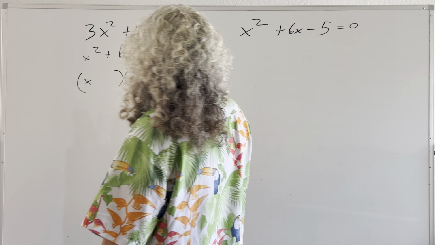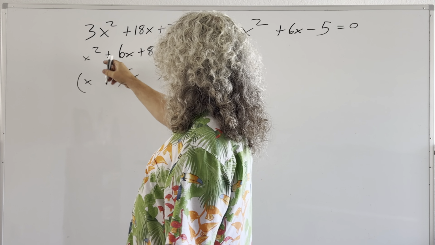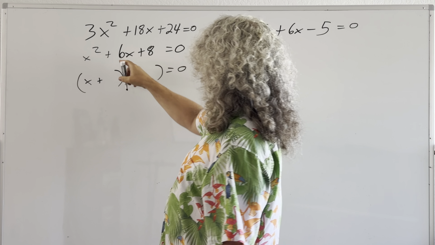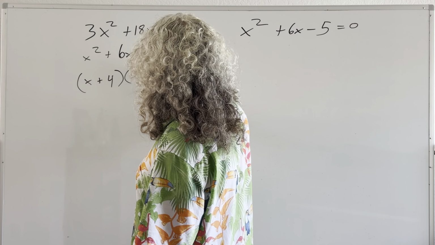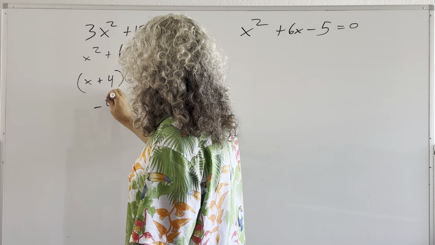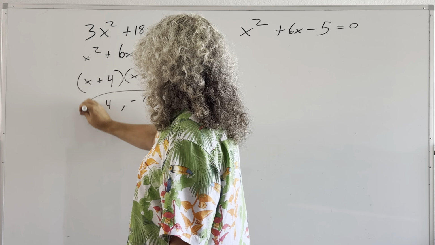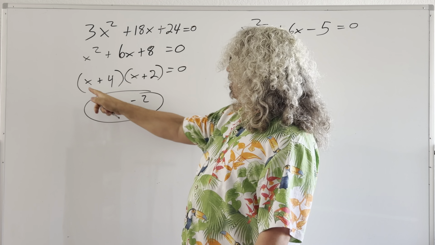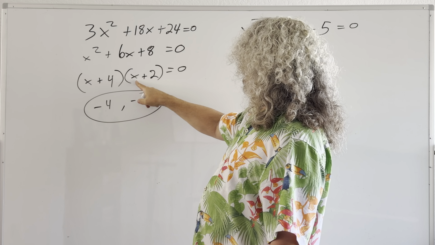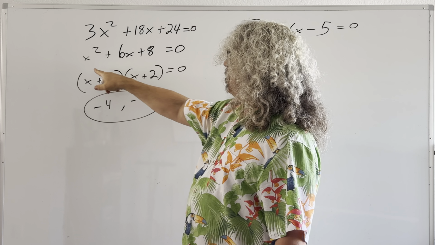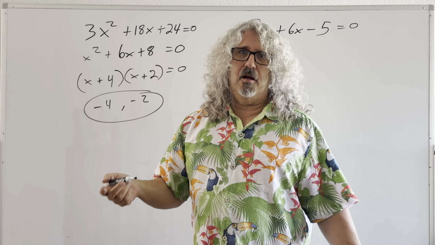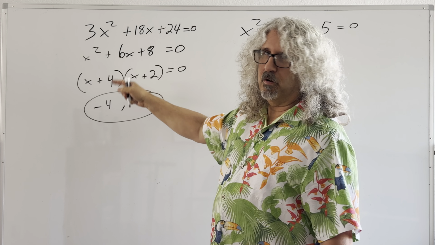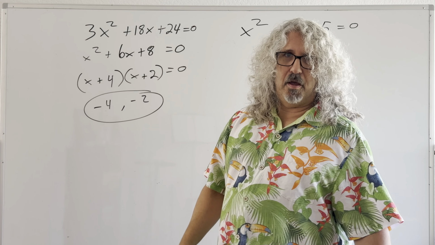Okay, well, let's see, third term positive, signs are the same, take the sign in the middle. Is there anything that multiplies into 8 and adds to 6? Sure, 4 and 2. Awesome, what are my answers? -4 and -2 are my final answers. Now, I did that last step a little bit quick, but -4 plus 4 is 0, and -2 plus 2 is 0. Remember, we're trying to get our factors to 0, okay? You could write x plus 4 equals 0, x plus 2 equals 0 if that helps.